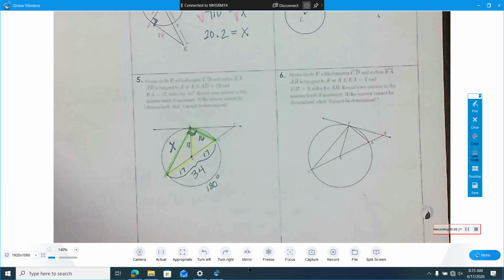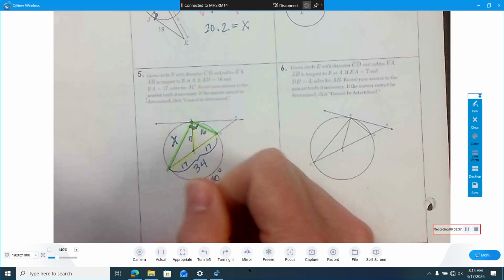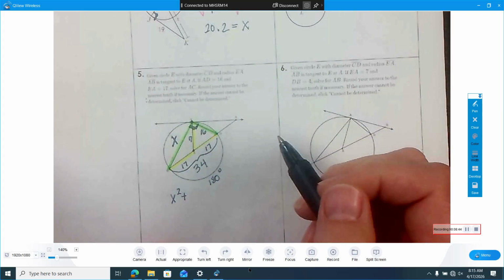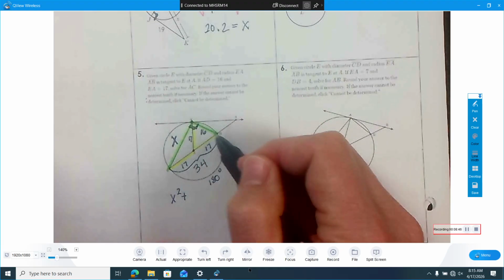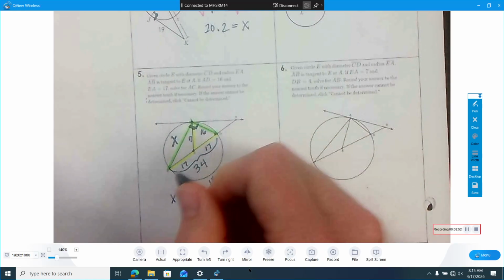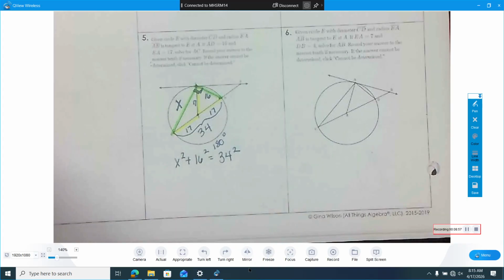Okay. Pythagorean theorem, sure. So we should write down leg squared plus leg squared, 16 squared, yep, equals 34 squared. All right, there we go.